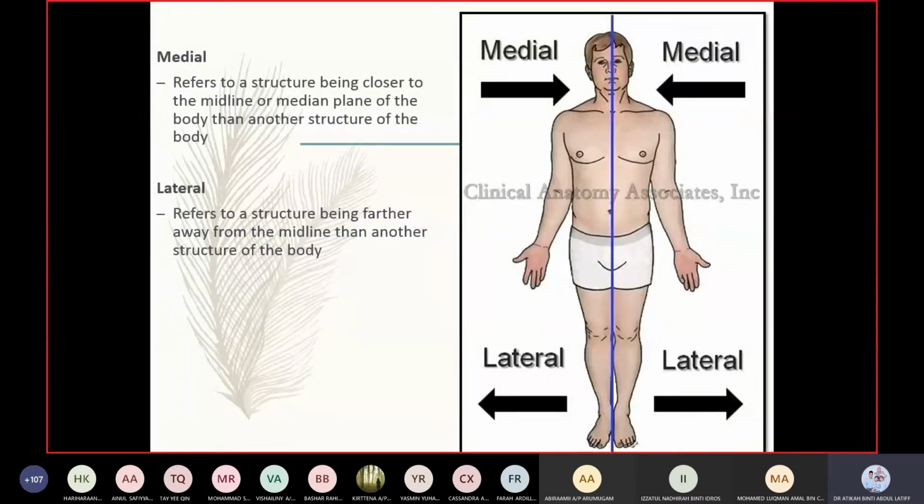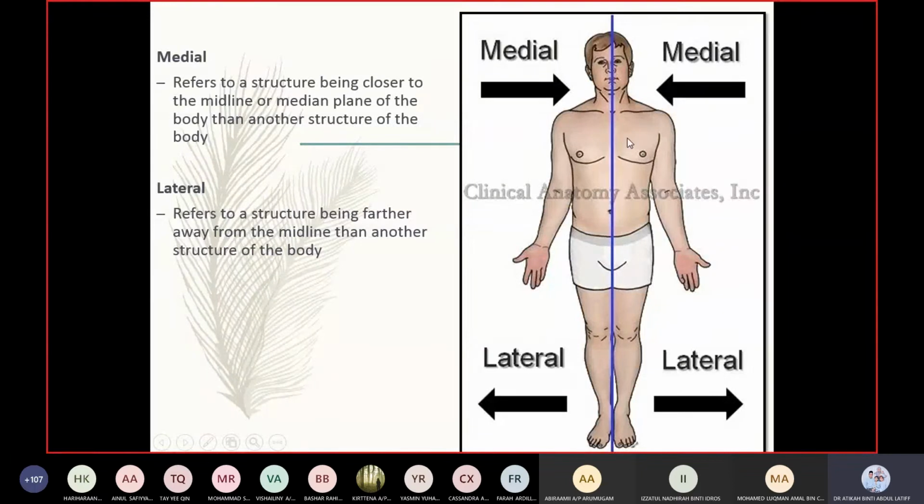Usually, for example, if we have three structures, say your vein, artery, and nerve, next to each other, the structure that is further away from the midline, you will say that is the lateral part.